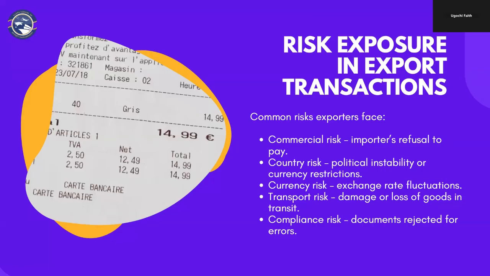So we also have transport risk. Transport risk, that's damage or loss of goods in transit. This is something that you can mitigate by getting goods in transit insurance. Then we have compliance risks.